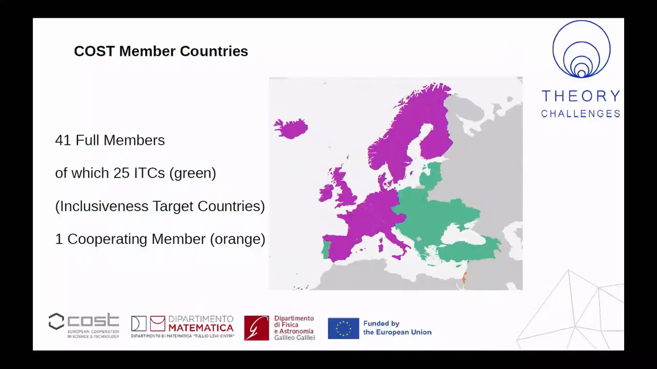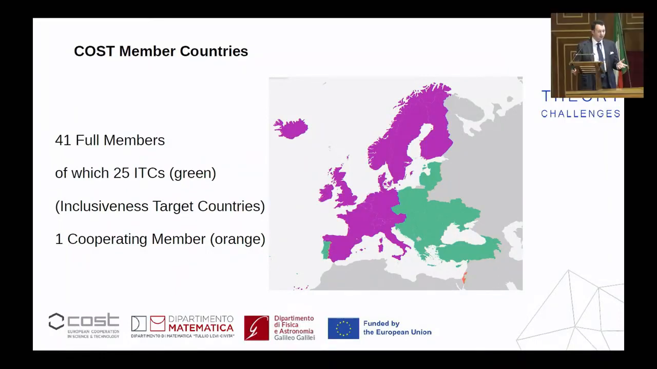First of all, what is COST? COST is a European network, a European institution that wants to promote among its member countries scientific cooperation and collaboration. And you see that even if it is based around the European Union, it is actually much wider than that. So you can see that there are several countries that are in either purple or green. These are all COST member countries.